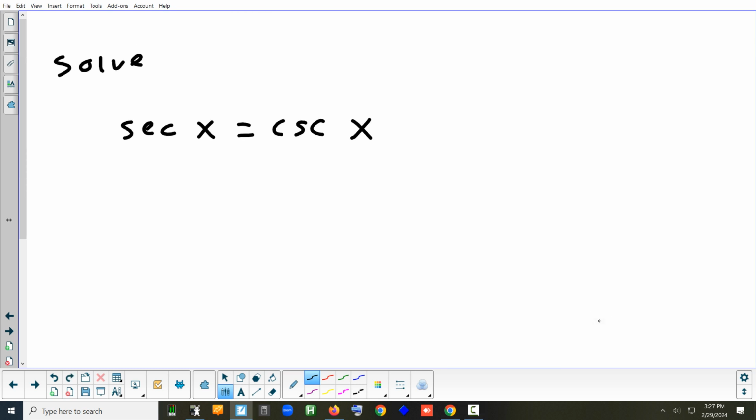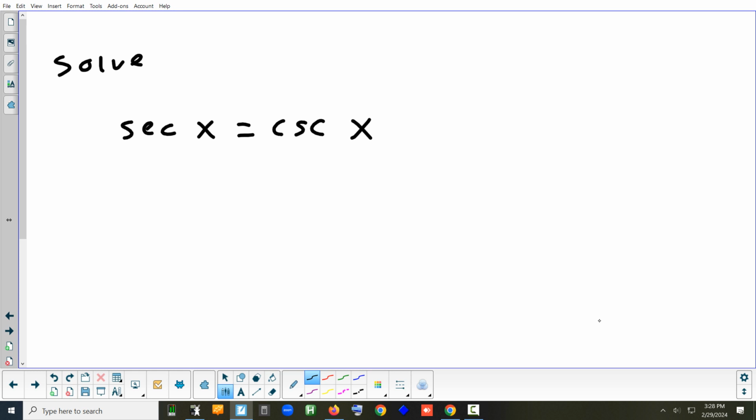All right, so let's look at that one. Secant x equals cosecant x. What do we usually get it equal to? Yeah, 0. We usually get it equal to 0. But the problem here is I don't like having these secants and cosecants, and they're not squared. So there's no Pythagorean identity that I can substitute in.